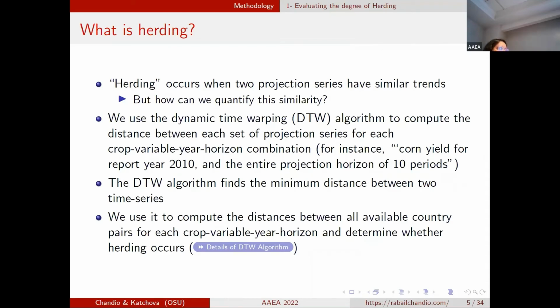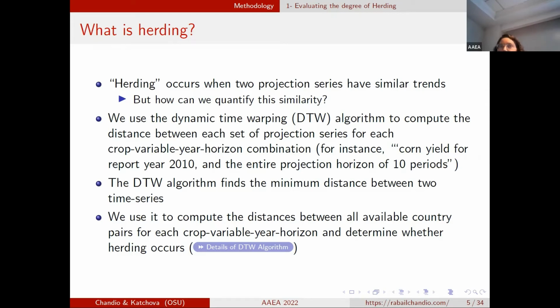So quantitatively, how am I quantifying herding? I have projection series for each of the report years. I say that two projection series are herded together when they seem to have very similar trends. That similarity in time series is being measured using the dynamic time warping algorithm. And I have different series for each crop, variable, and year horizon. For example, I will compare the projection time series for corn yield 2010 for the US and corn yield 2010 for China or Brazil and see whether the trends in these two series are similar.